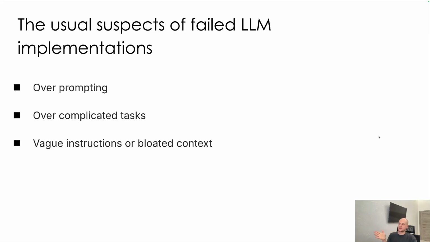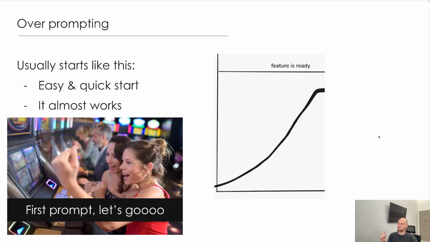So these are the usual suspects of failed LLM implementations or tasks that are just too complex for an LLM to handle. And this is usually concerning over-prompting, over-complicated tasks, or vague instructions or bloated context. Basically, these three are the reasons why an LLM could fail at a given task.